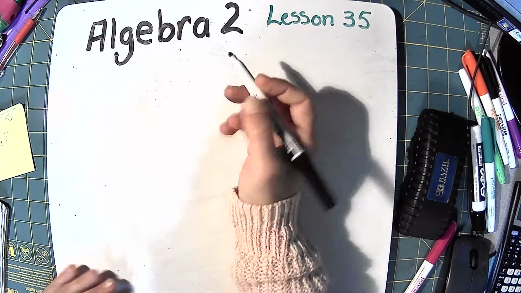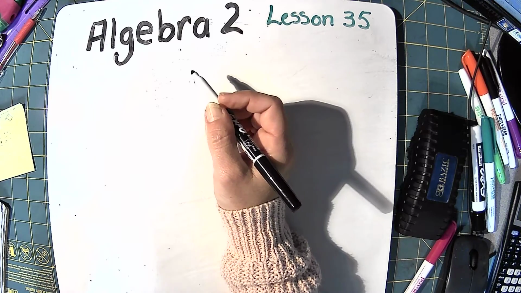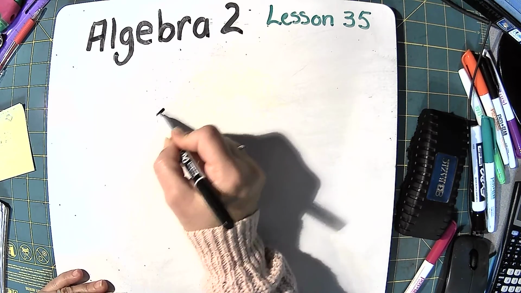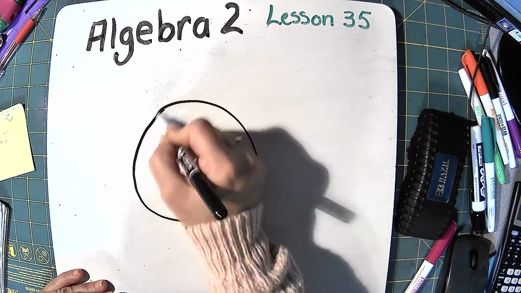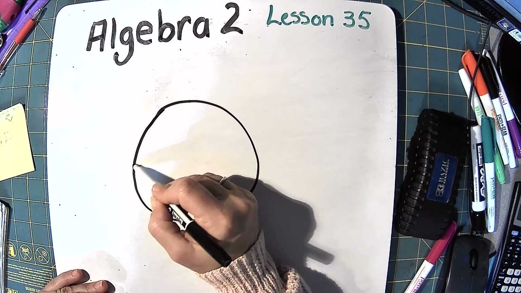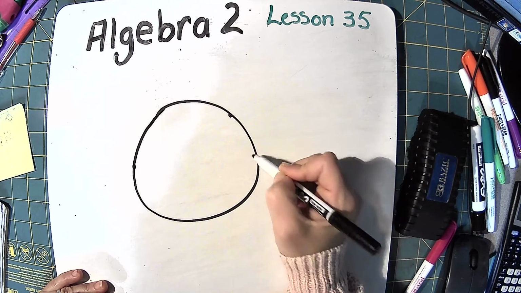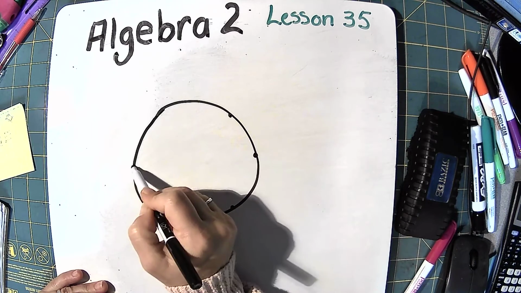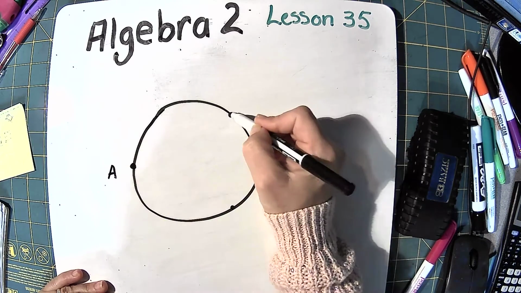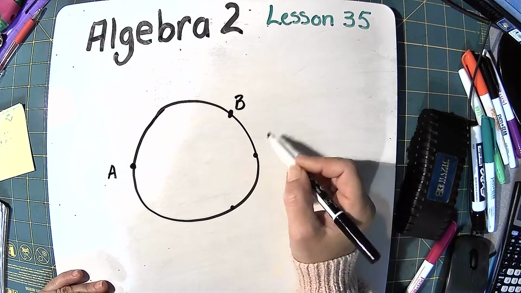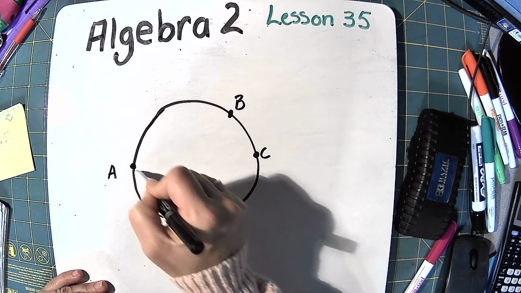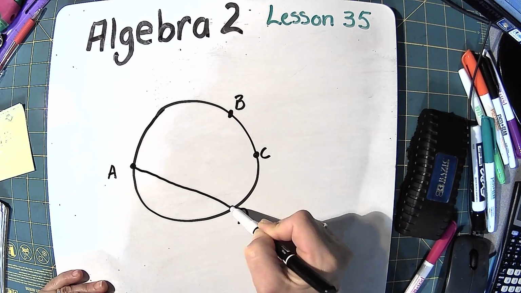Okay, so the next part is about a quadrilateral that's inscribed inside of a circle. All right, so let's say that we have a circle, right? And we've got a quadrilateral inscribed inside of it. So we've got A and B and C and D, and then these are connected.